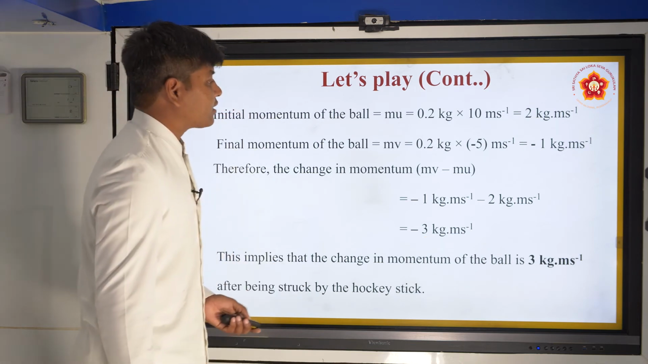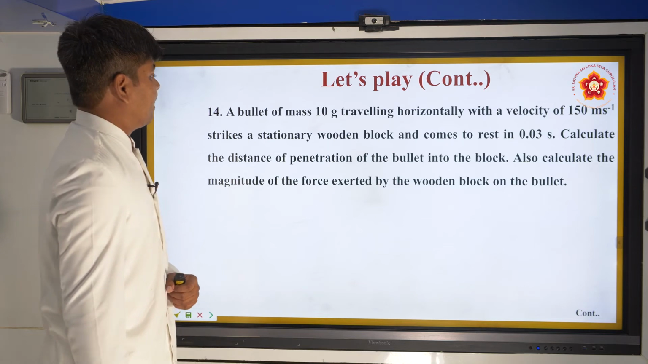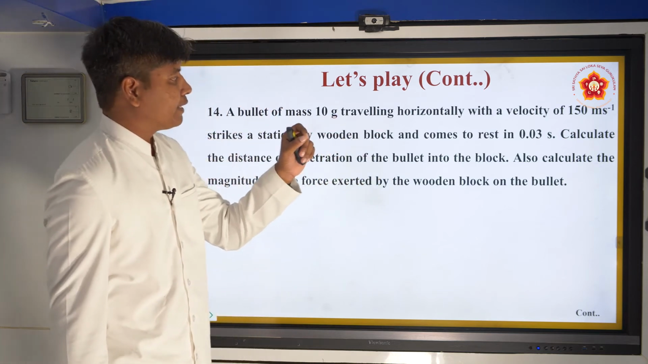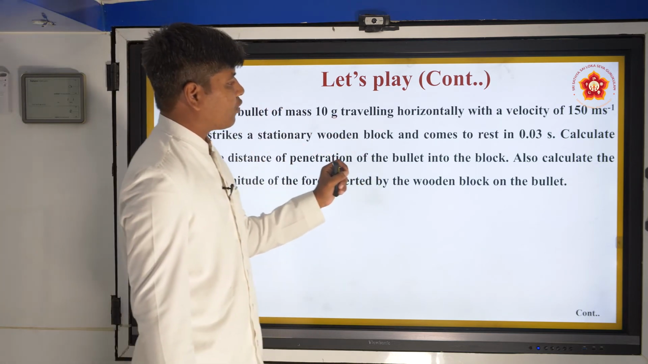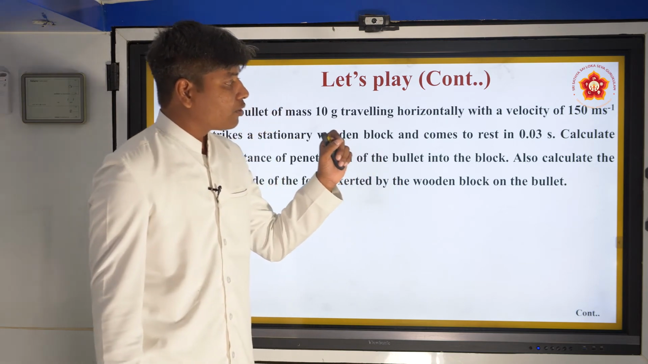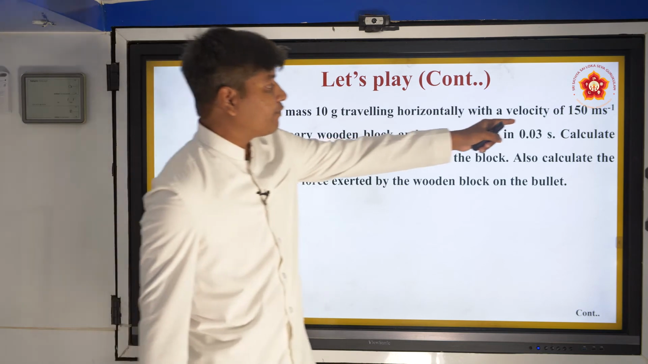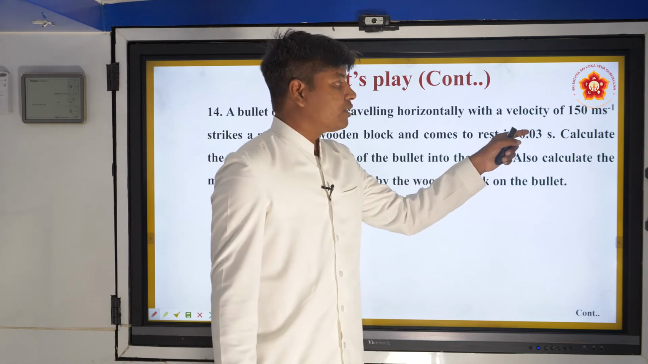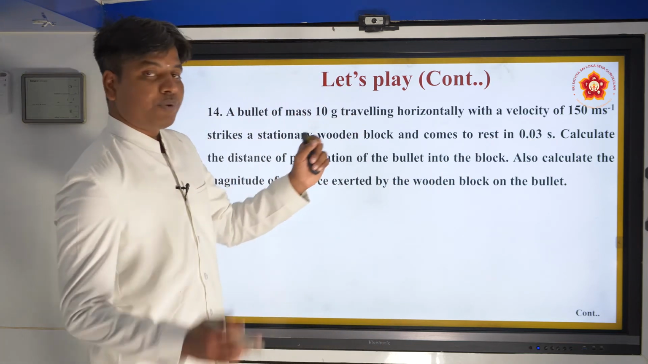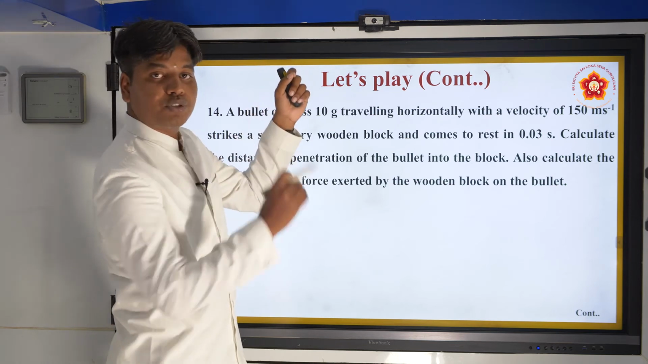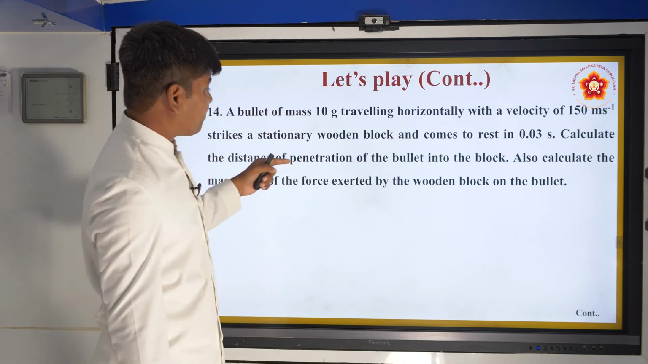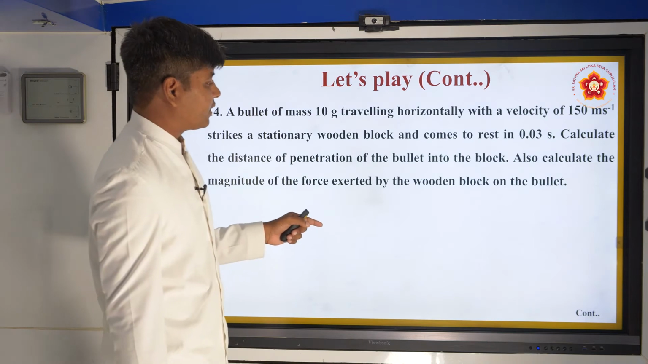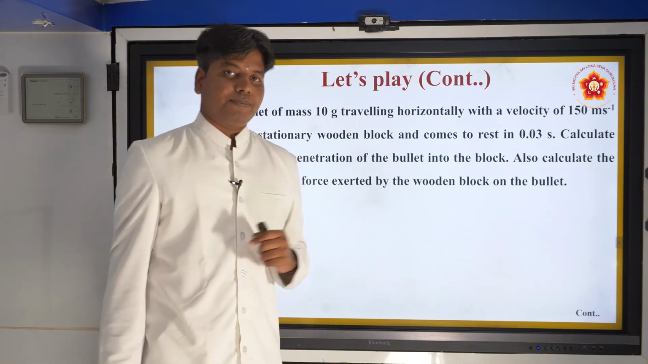Let us go to the last question of this session. A bullet of mass 10 grams traveling horizontally with a velocity of 150 meter per second strikes a stationary wooden block and comes to rest in 0.03 seconds. It is very less time. It is moving at 150 meter per second and it is coming to rest in the time period of 0.03 seconds. It is very short time to come from 150 meter per second to 0, right? Calculate the distance of penetration of the bullet into the block. Also calculate the magnitude of force exerted by the wooden block on the bullet.